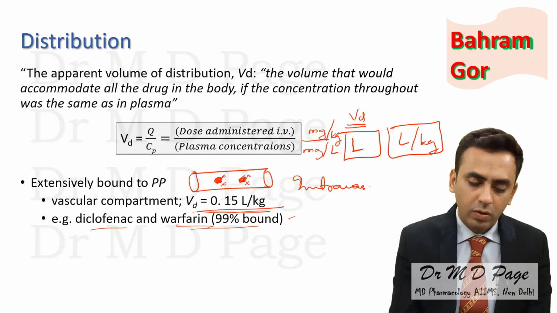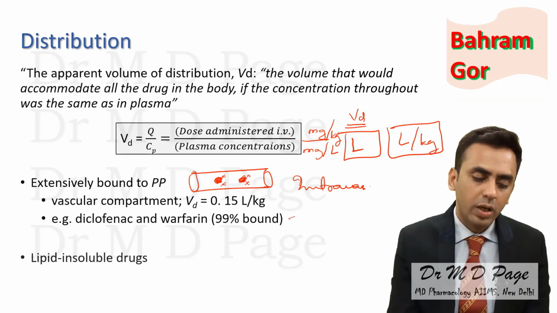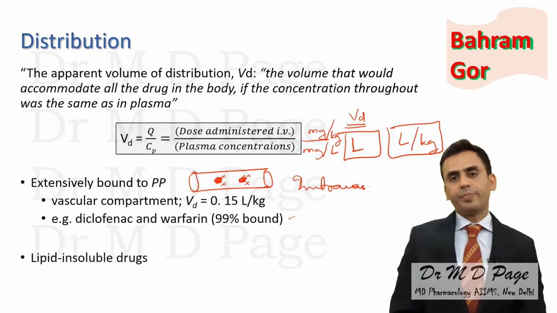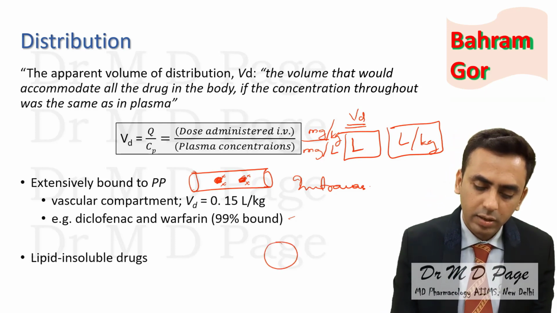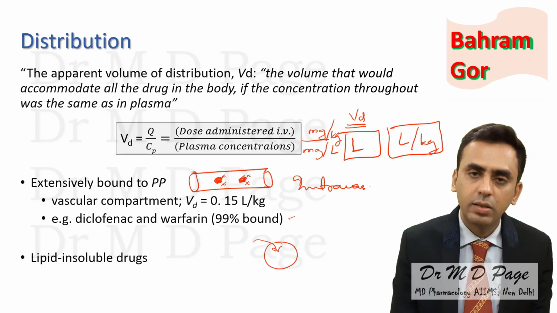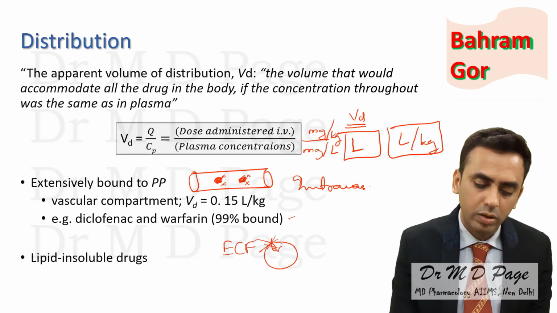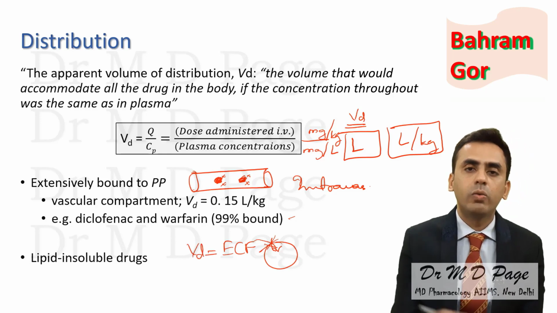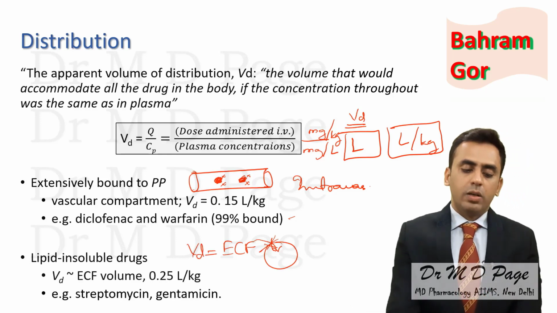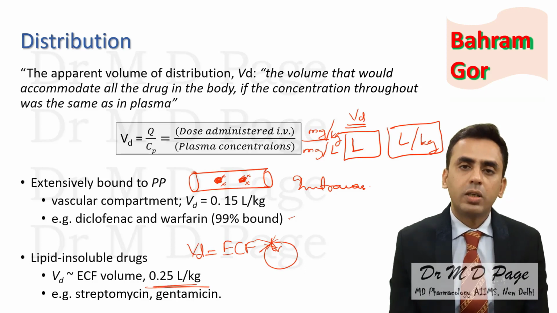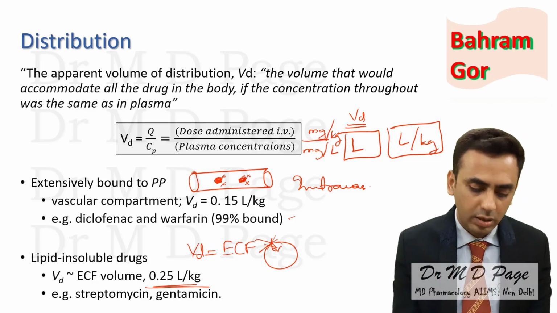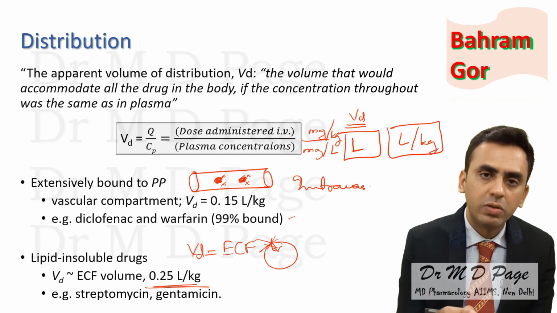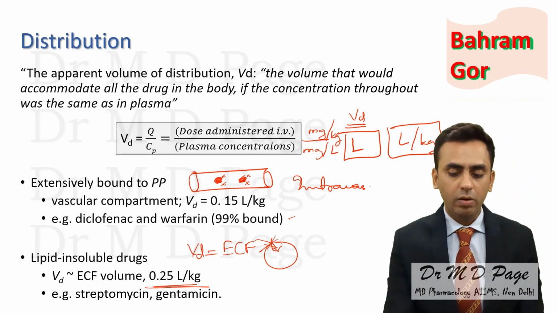Okay. Now scenario number 2. If the drug is lipid insoluble, what will happen? Does it enter inside the cell? Consider this is the cell. Does it enter inside the cell? No. It will remain outside the cell, so it will remain in the extracellular fluid. Hence the volume of distribution will be equal to extracellular fluid, approximately 0.25 liter per kg. Lipid insoluble, water soluble drugs, for example streptomycin, gentamicin, etc. Volume of distribution will be equal to extracellular fluid.